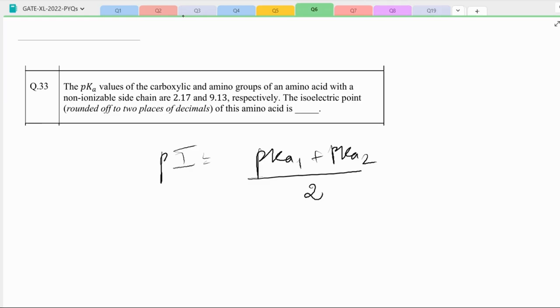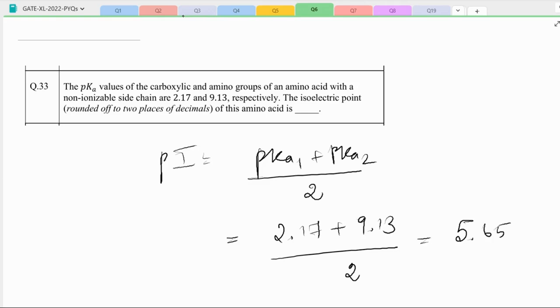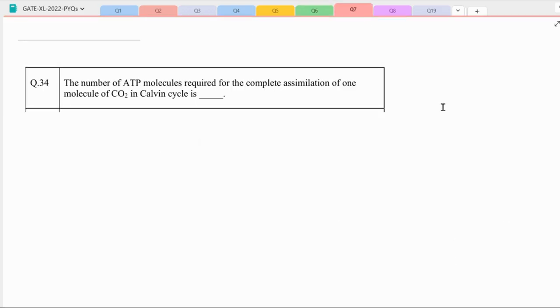So the pKa's correspond to the pKa of the carboxylic acid group and the amino group. Substituting the values, you get (2.17 + 9.13) divided by 2, and the answer comes out to be 5.65. So the isoelectric point of the given amino acid is 5.65. Again, it's a very easy question to score full marks. Moving on to the next question.